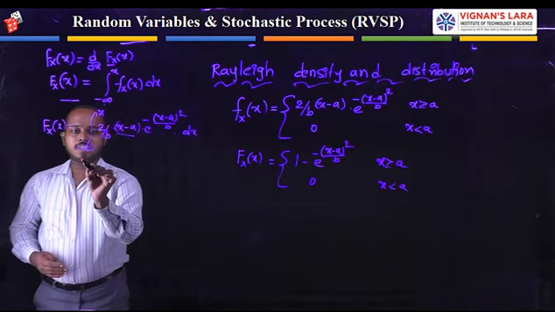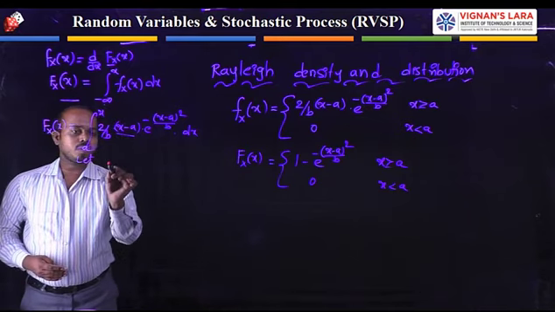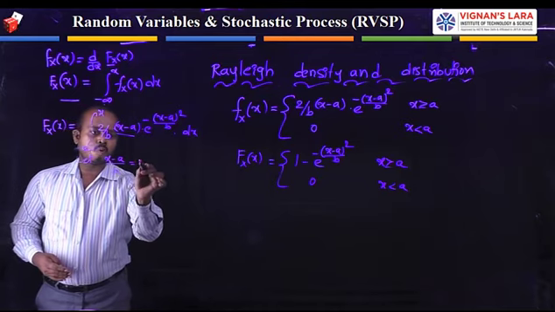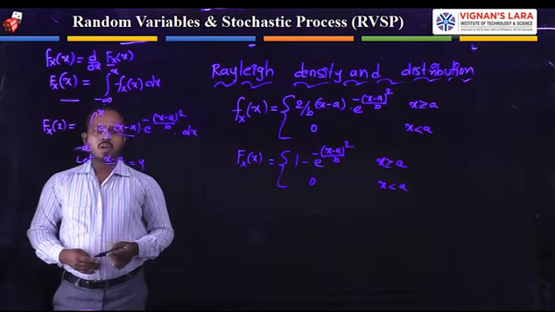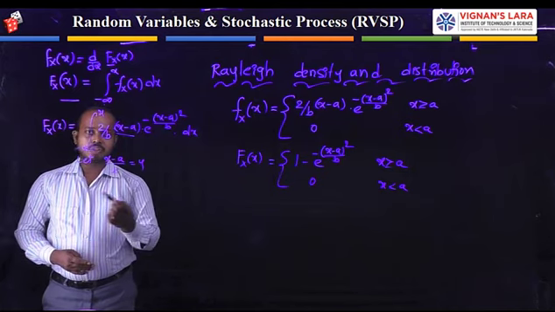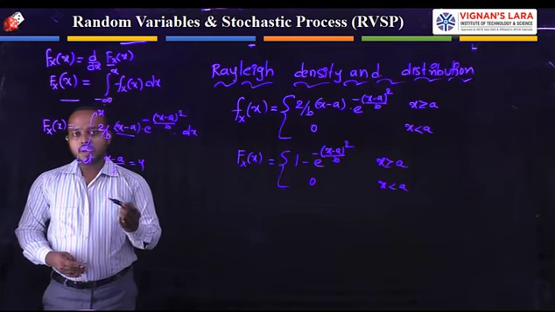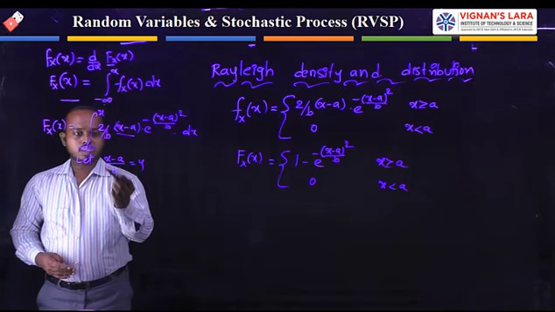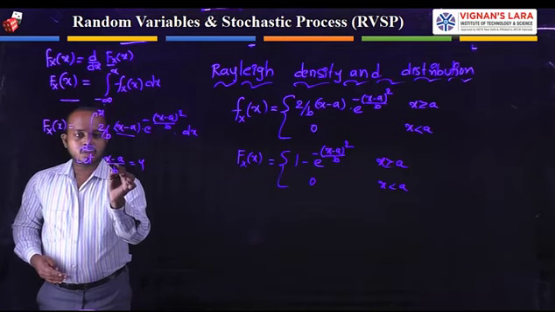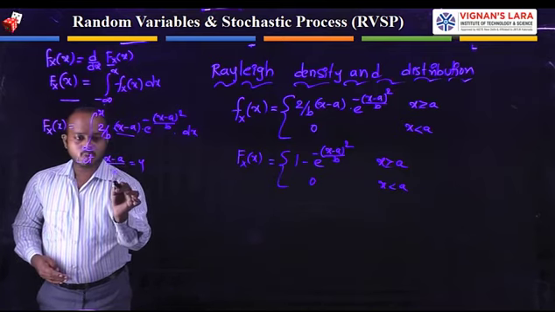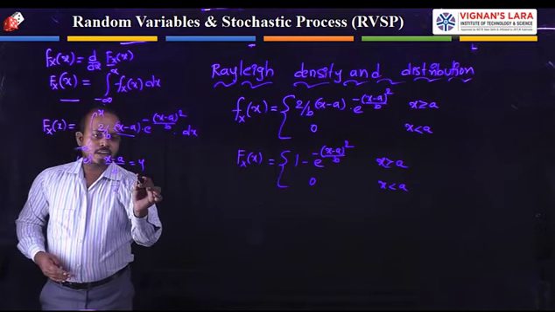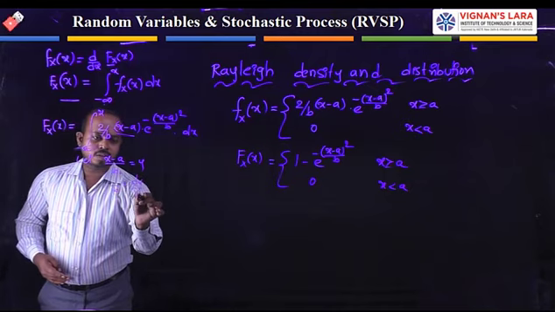Now let (x minus a) by b be equal to y. Now I am applying differentiation on both sides with respect to x. On the left side, the differentiation of x minus a is 1, so we write 1 by b. On the right-hand side it is dy by dx.